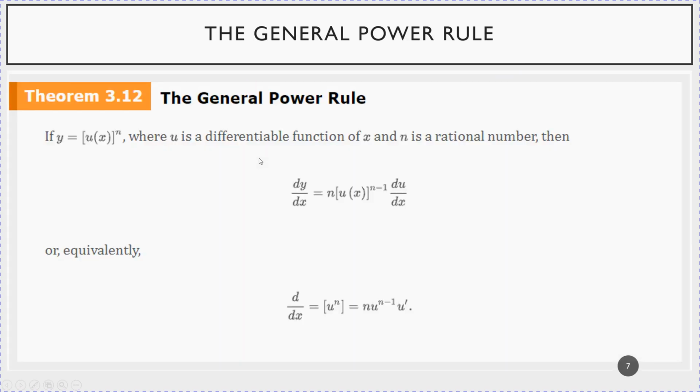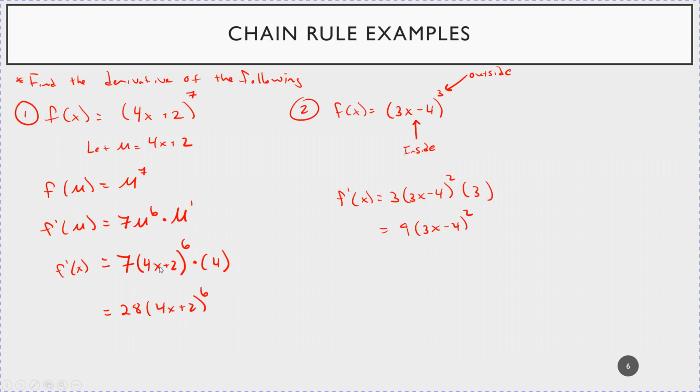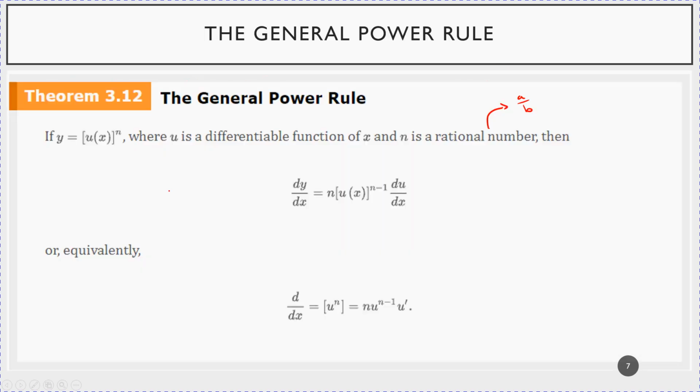This now brings us to the general power rule. If y is equal to u, which is a function of x, raised to the n power, where u is a differentiable function of x and n is a rational number, and a rational number just has to be of the form a over b, then dy/dx, look what I'm doing here, you're just applying the power rule. The exponent comes down, so the n comes down. The u of x stays; the inside always stays. It's raised to the n minus 1 power, times the derivative of the inside, or du/dx.